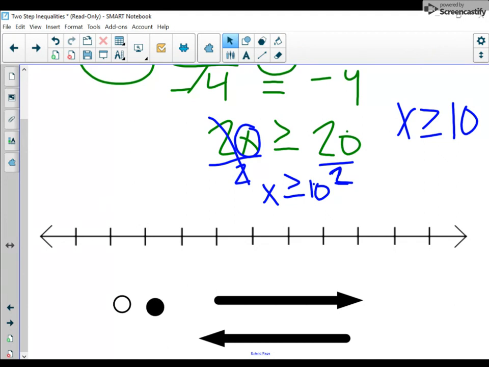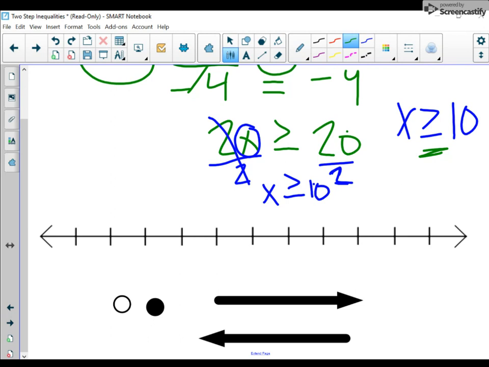So remember, we're now focused on our inequality sign, and we're looking at what it actually says. Well, that says greater than or equal to. If I have greater than or equal to, that "or equal to" means what kind of circle am I supposed to have? I'm supposed to have a closed circle, because remember that "or equal to" includes it, and that closed circle means, hey, I'm including this number.